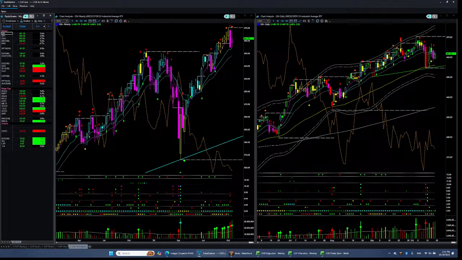DIA, same thing, weekly indecisive, bearish color, shape indecisive, daily no direction. If the trend line support is broken, that will be bearish. There is no other trend line support nearby.